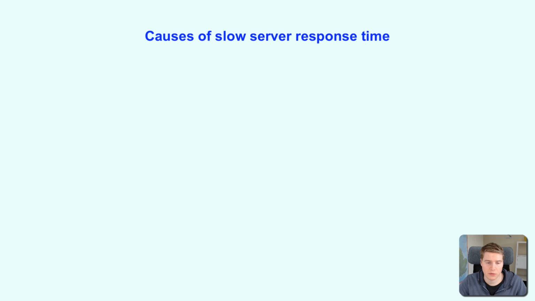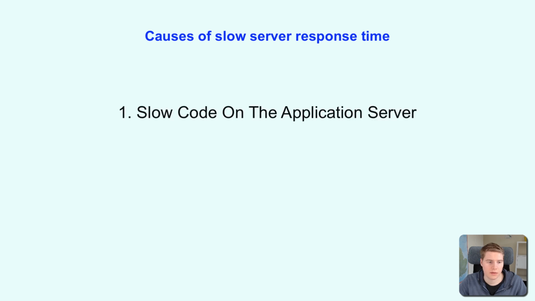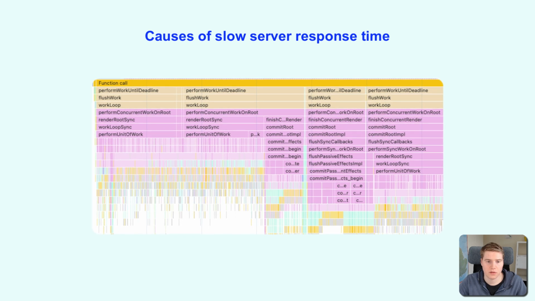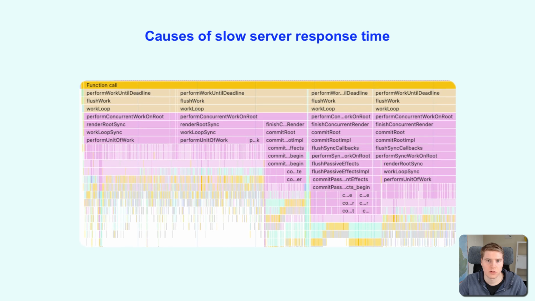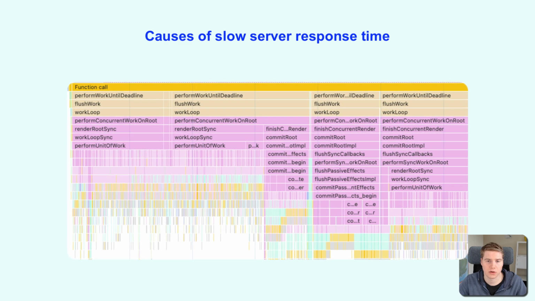However, there are three common reasons why the server response takes a long time. One is that the processing or rendering logic that you have on the server is really complex and takes a long time. In that case, you can use a CPU profiler for your runtime to measure how long each function call in your code takes.